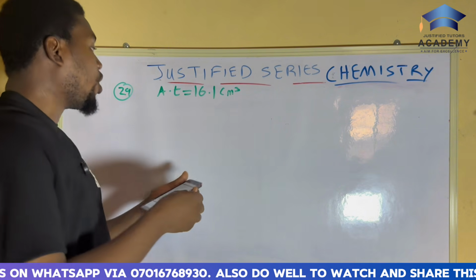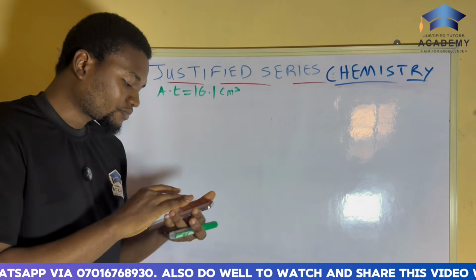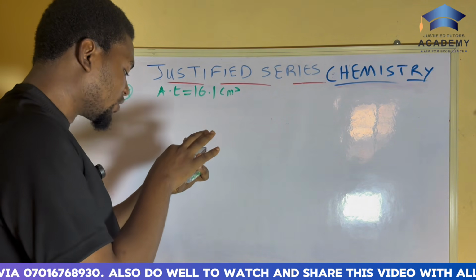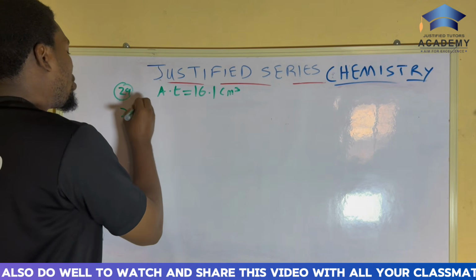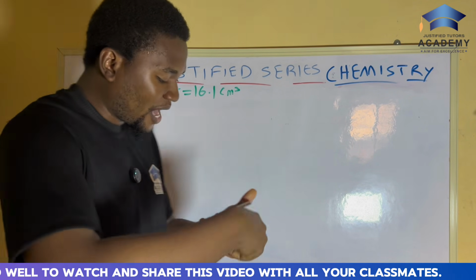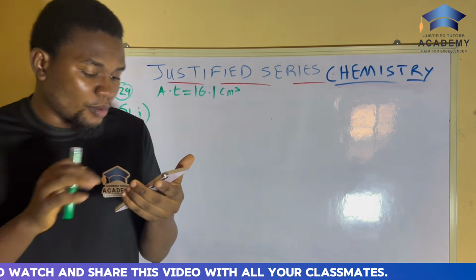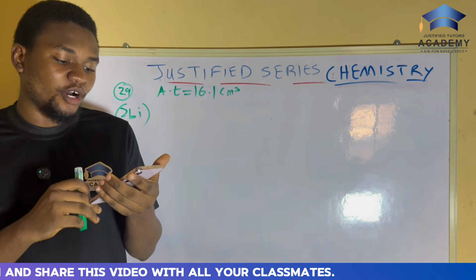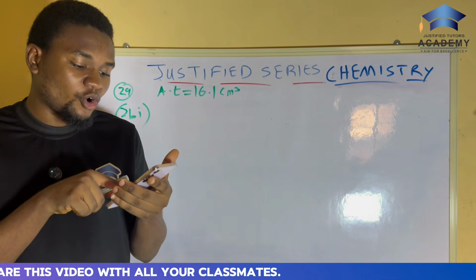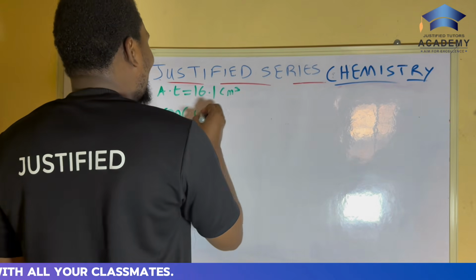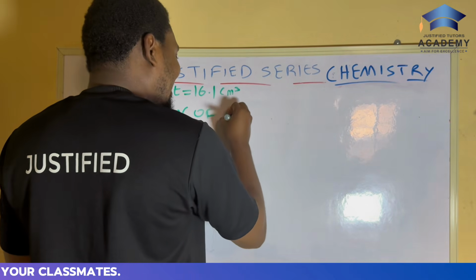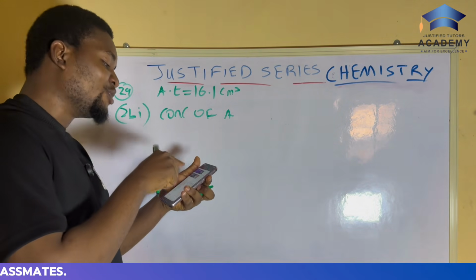So now let's go straight to the question aspect. Question 2b, Roman figure 1, 2bi. 2bi says: from your results and information provided, calculate the concentration of A. Now guys, let's check. Concentration of A. I believe we all know this one. Anywhere you hear concentration of A, you know what to do.